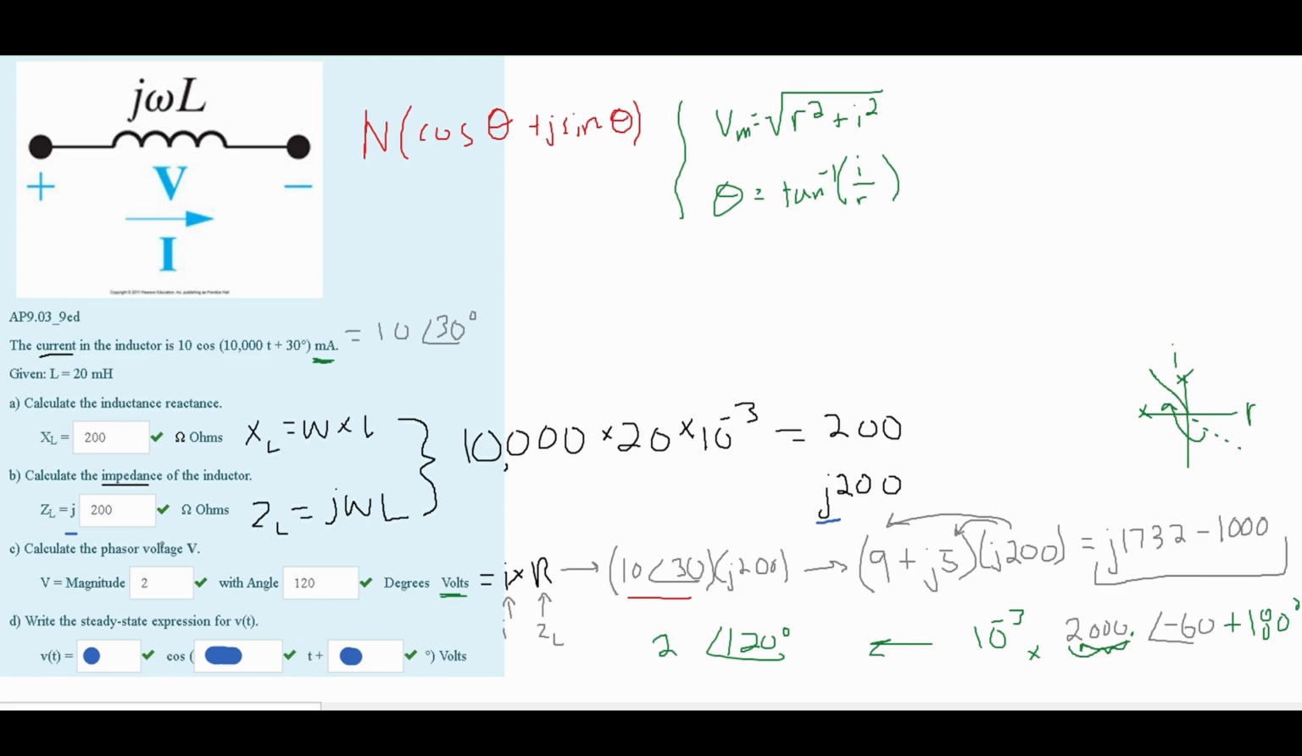For part D, it's just plugging in everything that we know. We need to write a steady-state expression, and our omega is 10,000, so we plug that in here. We know that our magnitude, or V max, is 2, so we plug this in here, and our angle we know to be 120 degrees, so we plug it in for this last spot. That is how you would go about solving this problem.